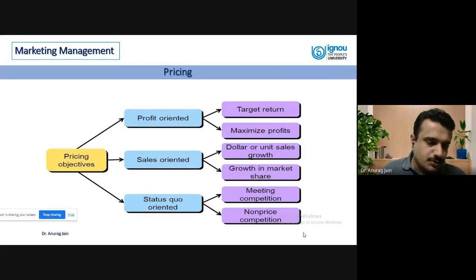Another objective can be sales orientation. You want to do more and more sales, right? So dollar or per unit sales growth you want. Every day when you are selling something, how much per unit sales growth is happening, or you want a growth in market share.